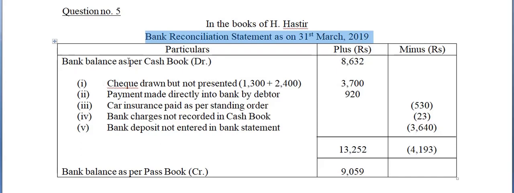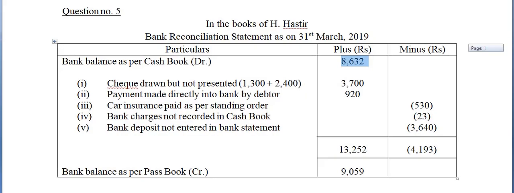So here in this particular question, the cash book is showing a debit balance of rupees 8,632. So it is a positive balance, so you must write it on the plus side. Okay, so bank balance as per cash book, you write on the plus side.